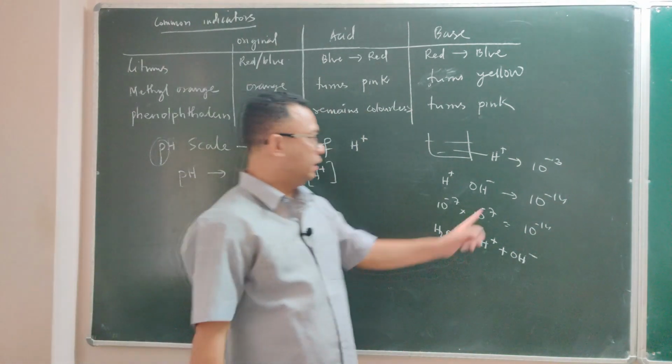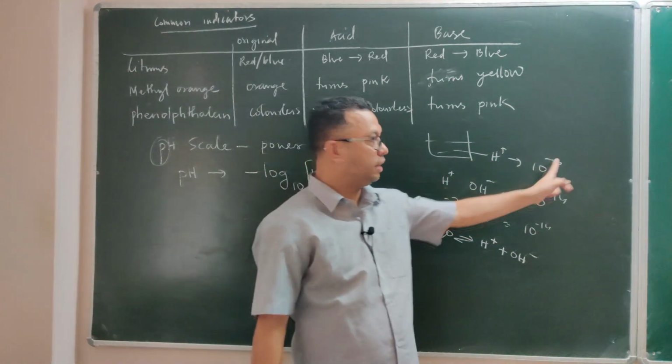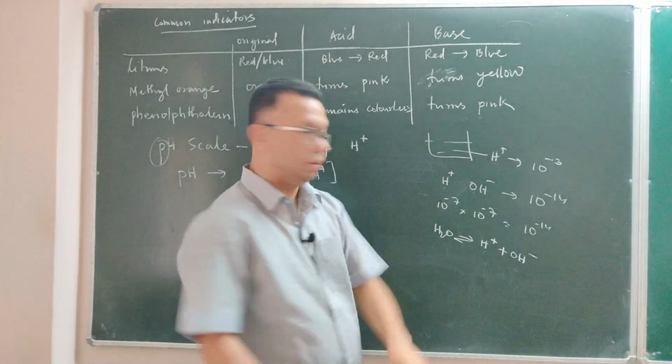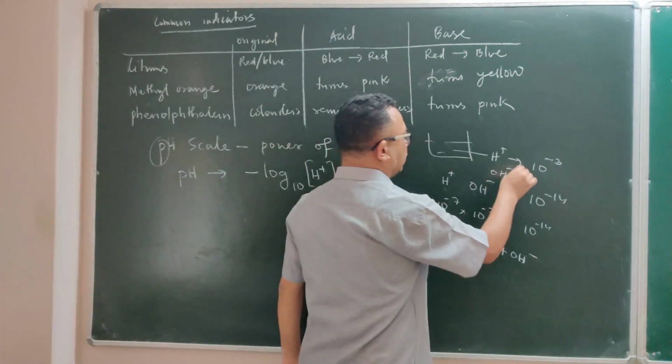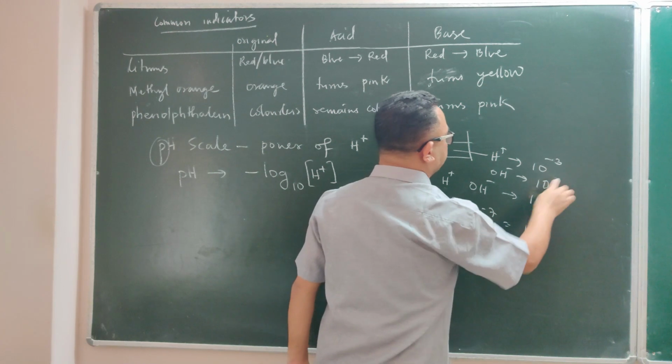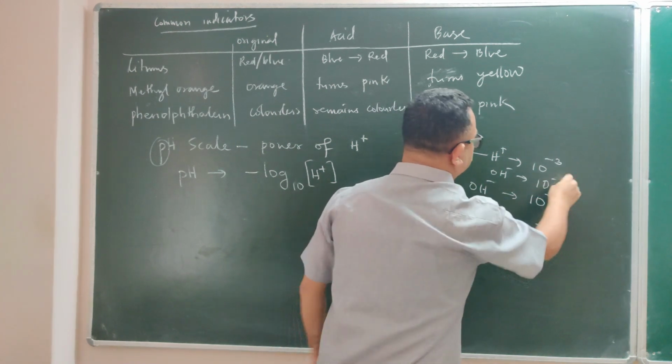So that means the ionic product of water is 10 to the power minus 14. So if I say here in this solution the hydrogen ion concentration is 10 to the power minus 3, it is understood that the hydroxyl ion concentration is 10 to the power minus 11.